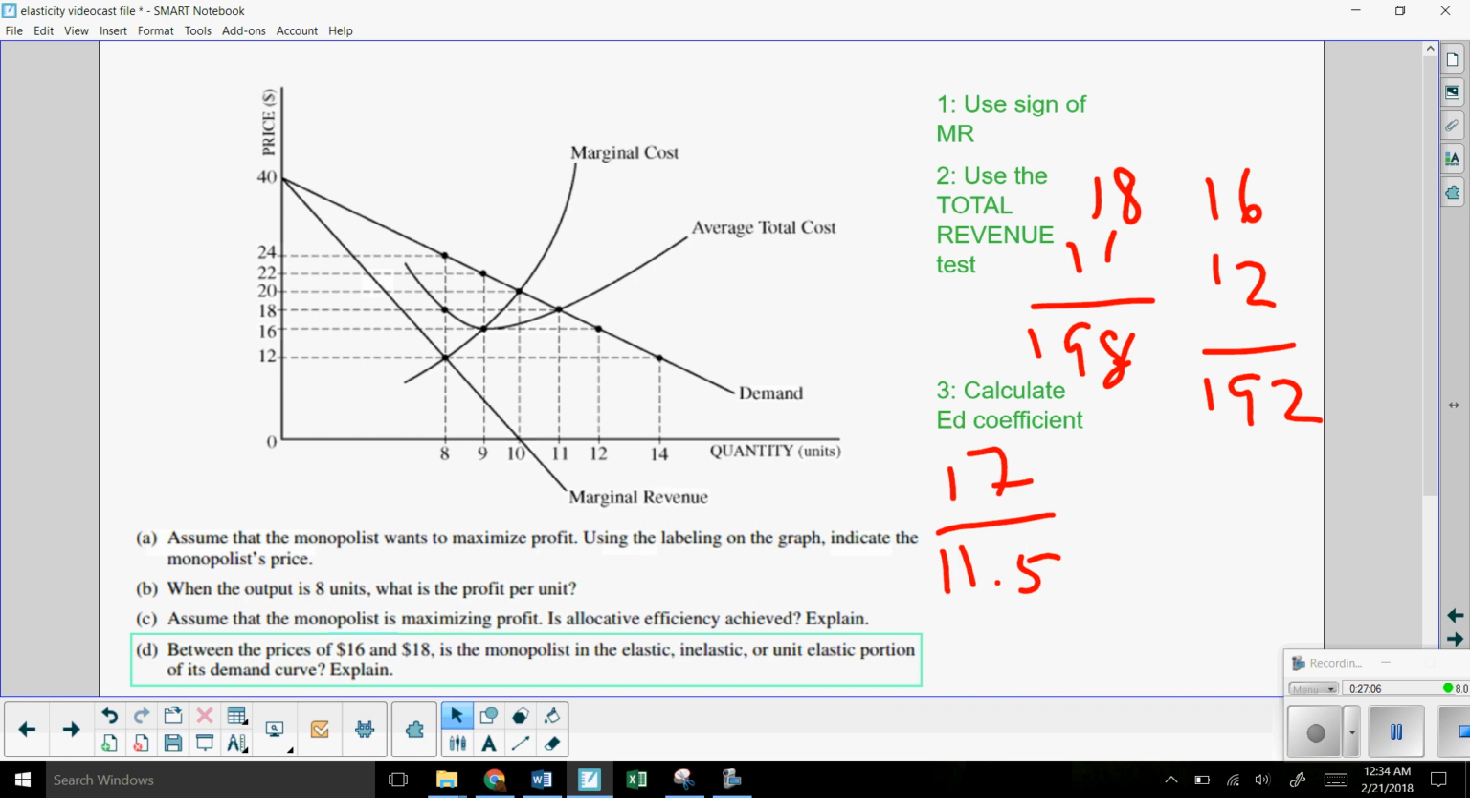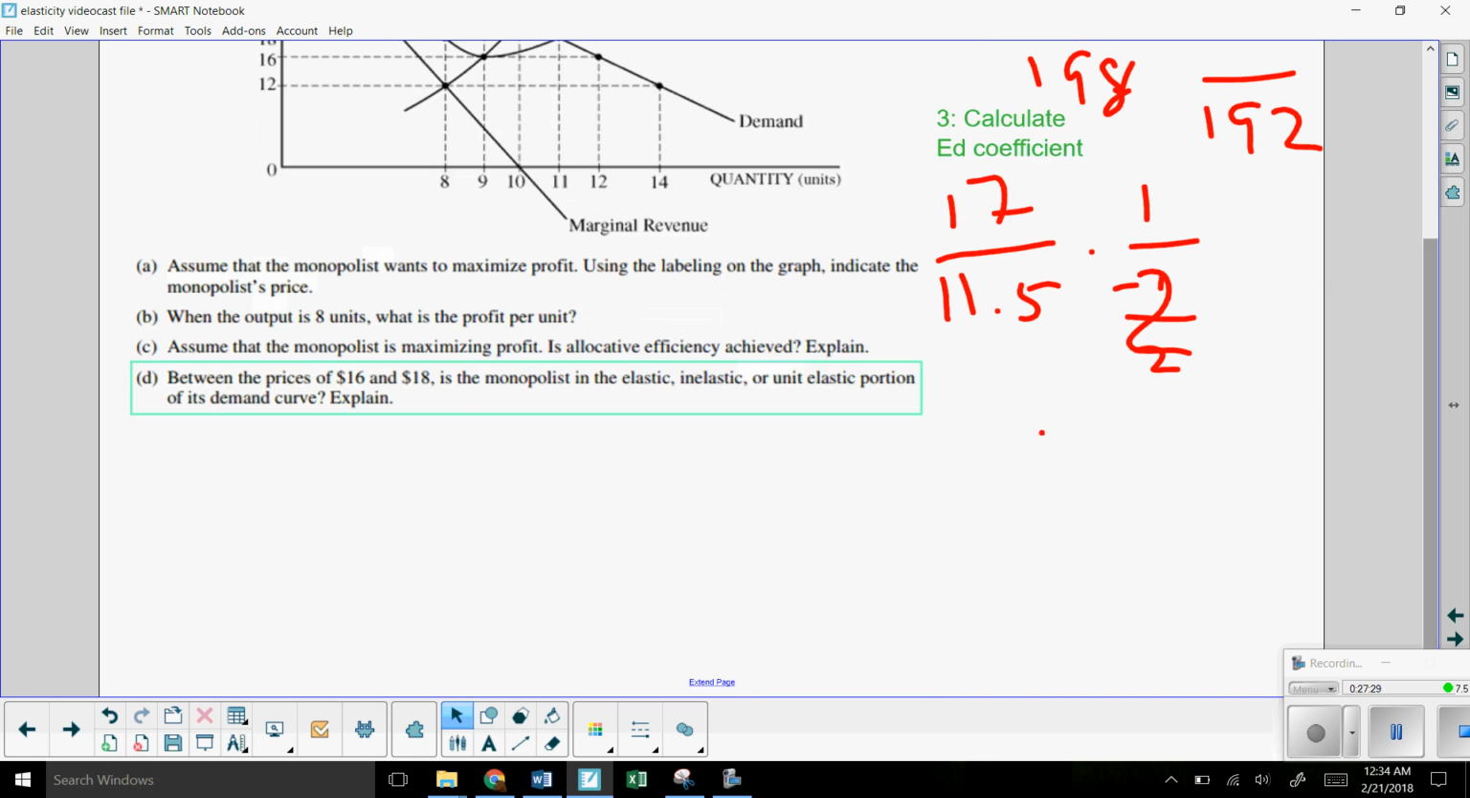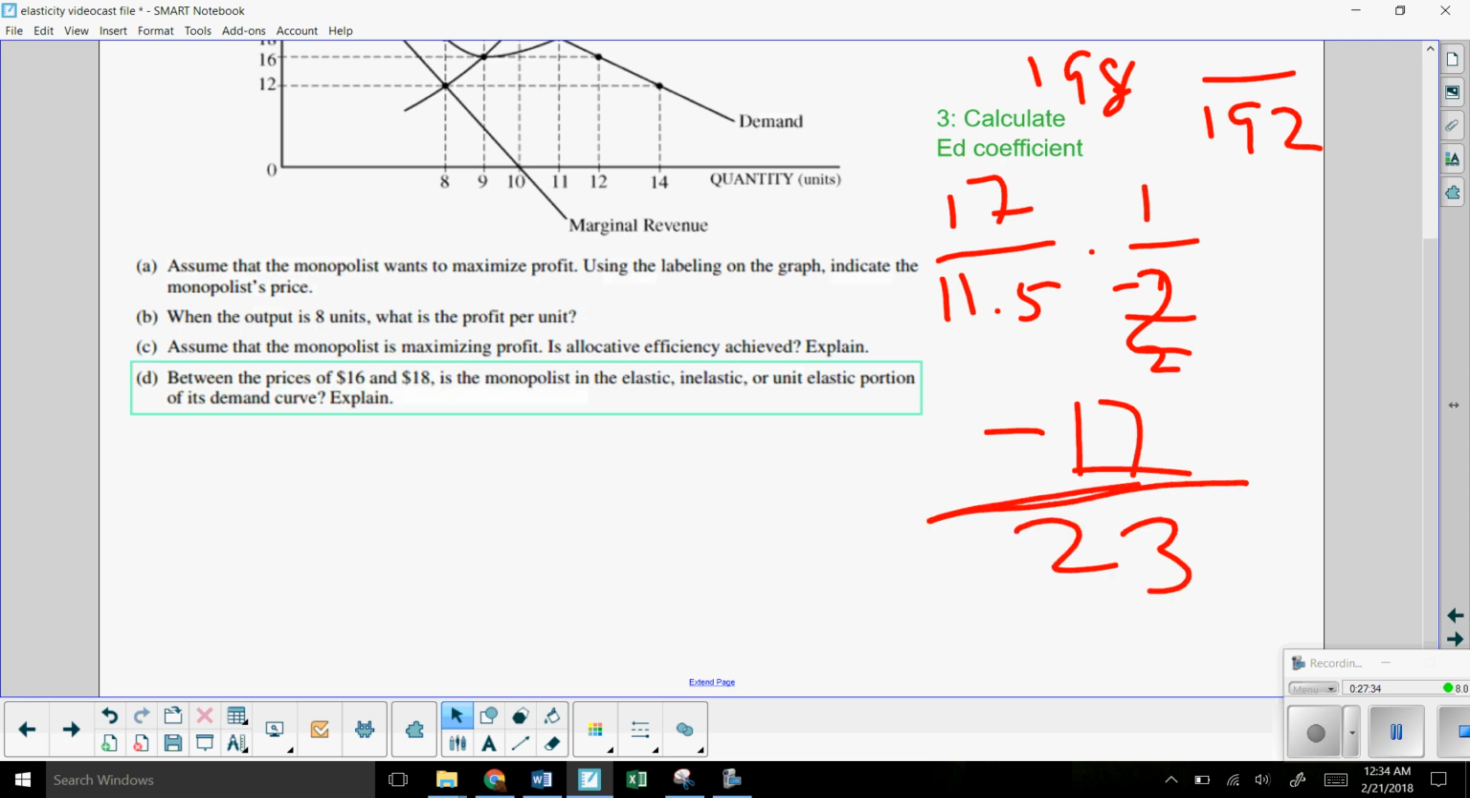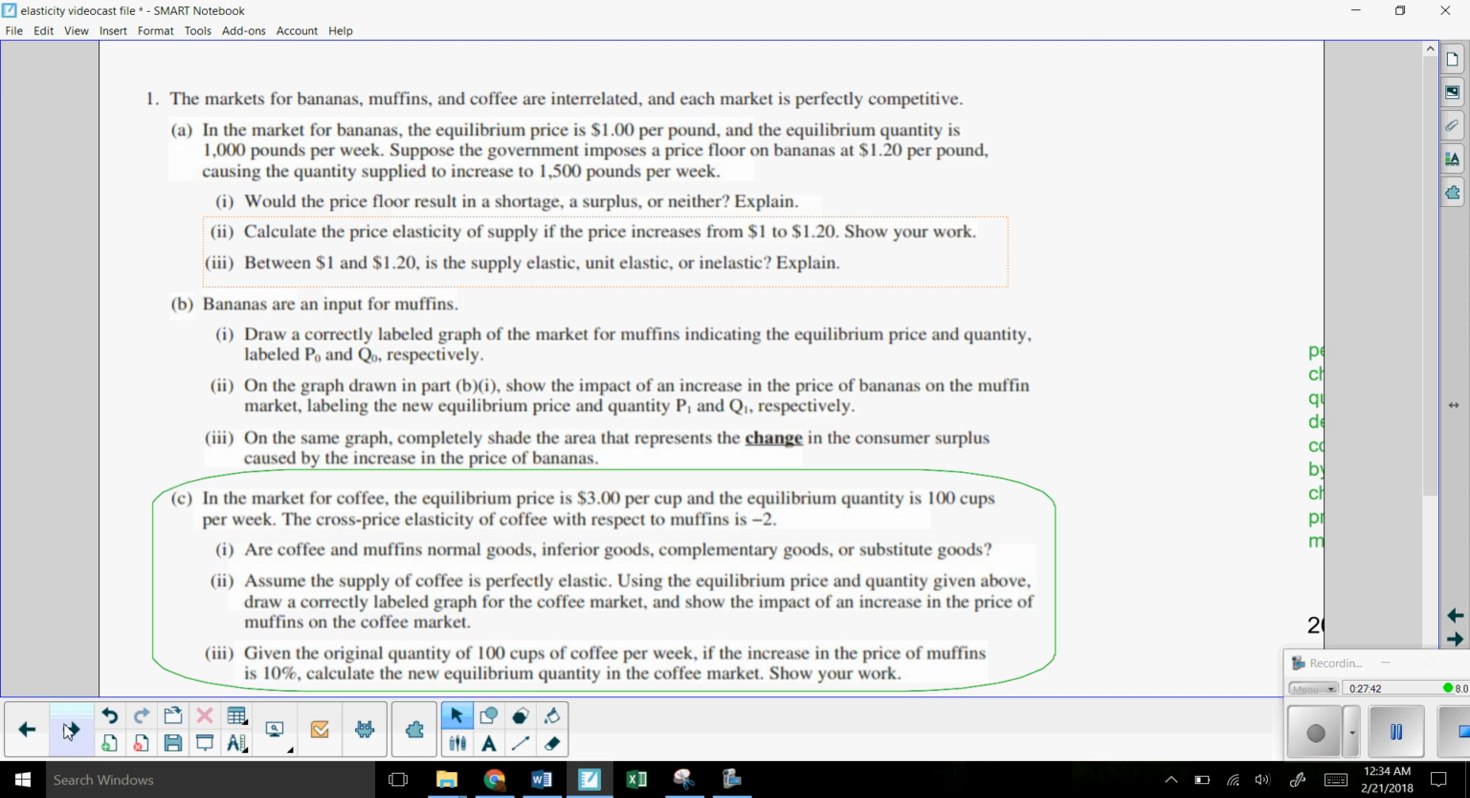And then we want to multiply that by 1 over the slope. Well, the slope is negative 1/2, right? So we're going to multiply that by 1 over negative 1/2. So multiplying that out a little bit. Oh, excuse me, I apologize. The slope is negative 2. And so that'll give us, it's pretty ugly, but negative 17/23. And we know that that's, of course, less than 1 when we take that absolute value. So that's another support for the idea that it's the inelastic portion of its demand curve.